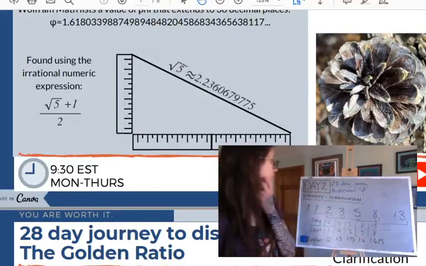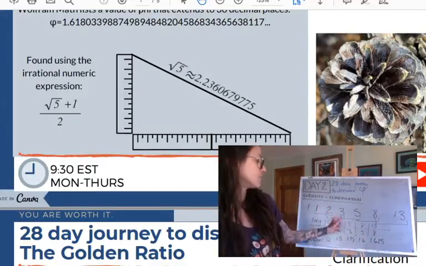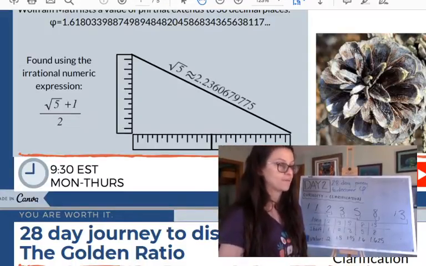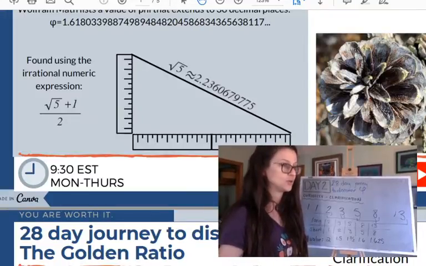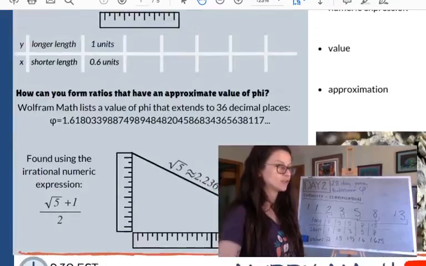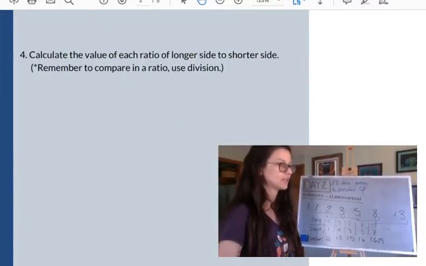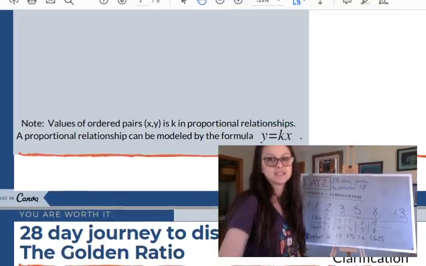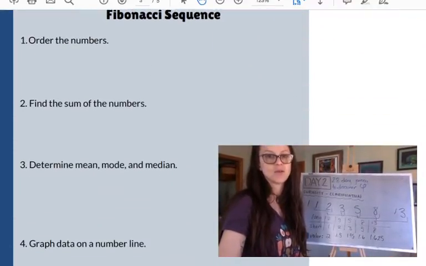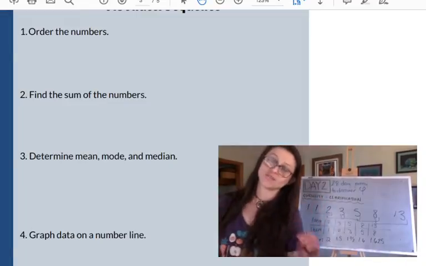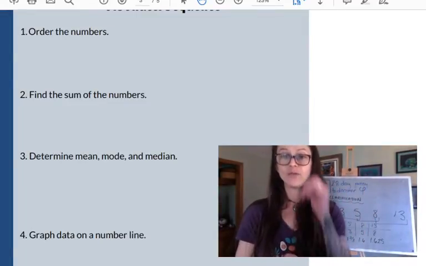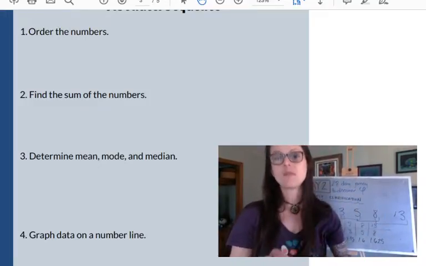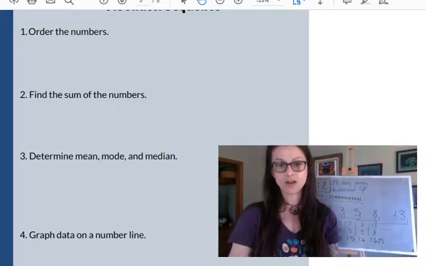So now we have 5 values of the ratios comparing consecutive numbers in the Fibonacci series. So what you can do is average these out. Calculate the value of each ratio of the longer side to the shorter side, and we just did that. Now to find if phi is really a good typical value for this series of consecutive numbers, you would order the numbers, find the sum, find the mean, median, and mode, and graph the data on a number line.